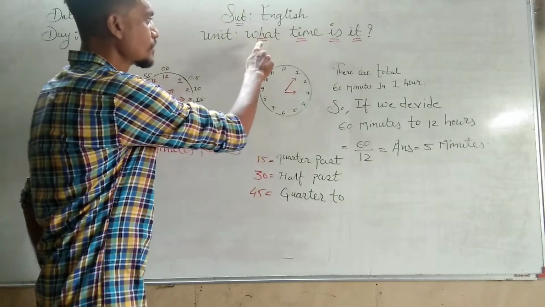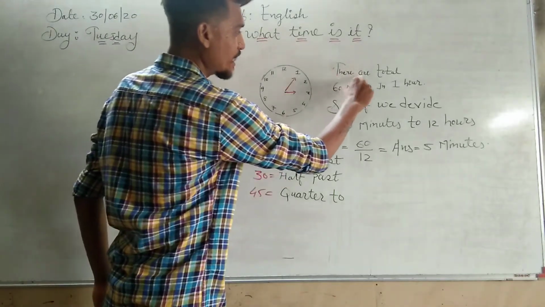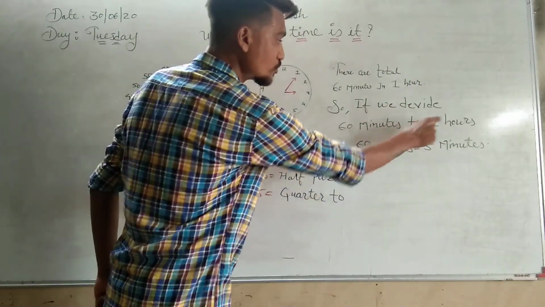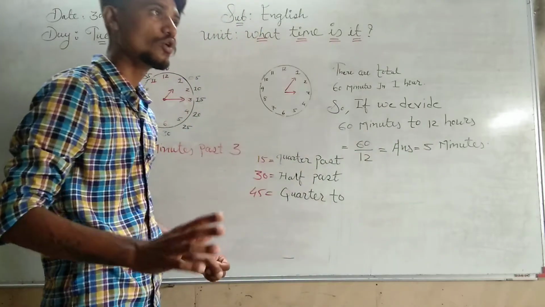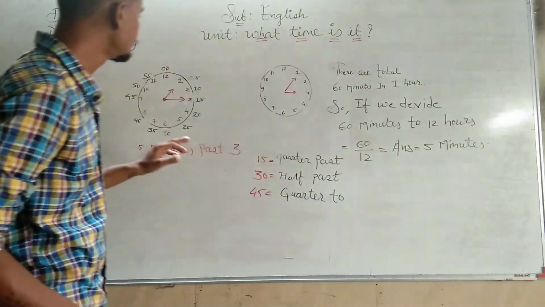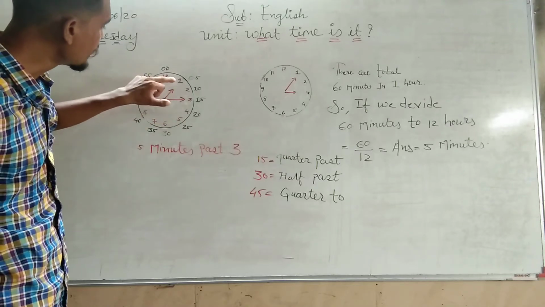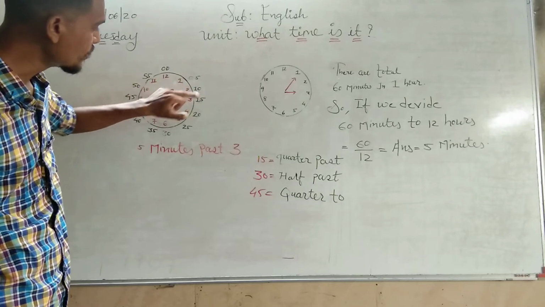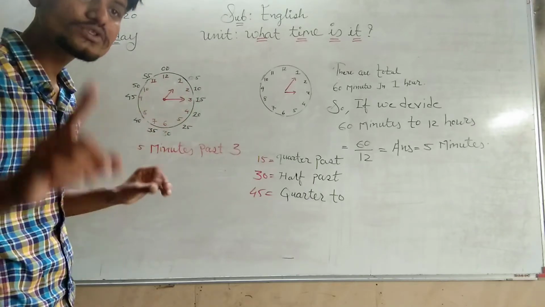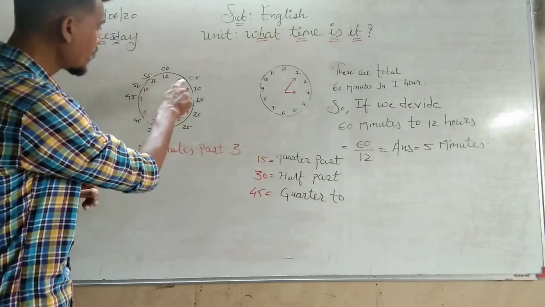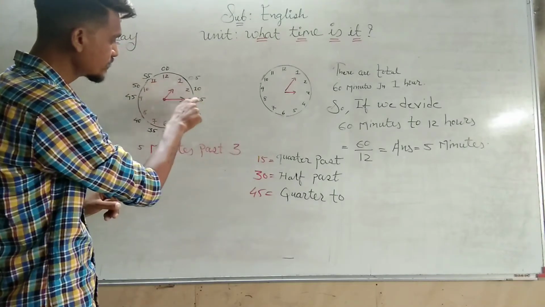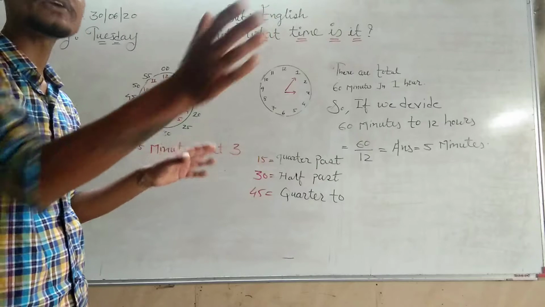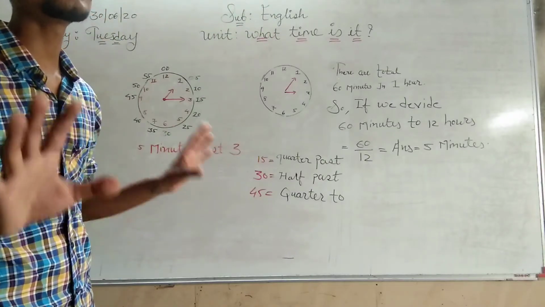We will revise again. I have written here that there are a total of 60 minutes in 1 hour. So if we divide 60 minutes by 12 hours, we get the answer 5 minutes. So what does it mean? It means that there are 5 minutes in between each number. So from 1 to 2, 2 to 3, 3 to 4 there are 5 minutes. But you have to just remember the table of 5. So 5 ones are 5, 5 twos are 10, 5 threes are 15, 5 fours are 20 and so on. So if the big hand is on any particular number, you have to just multiply it by 5.